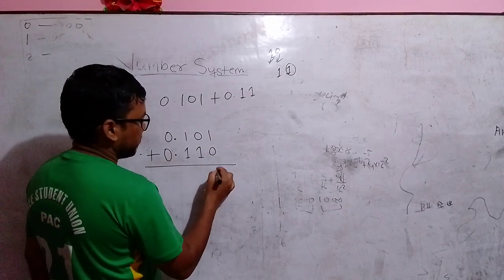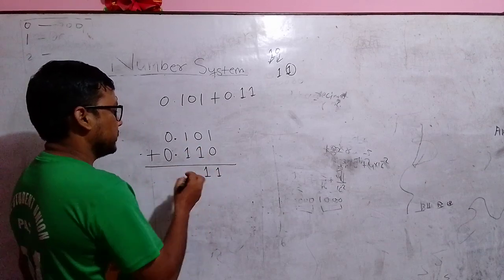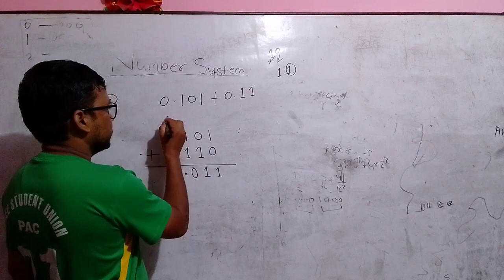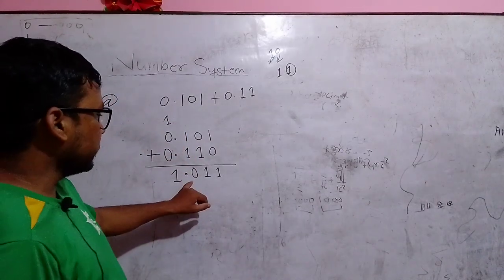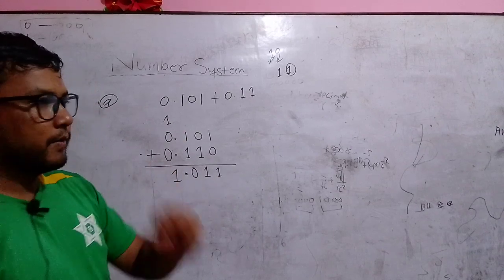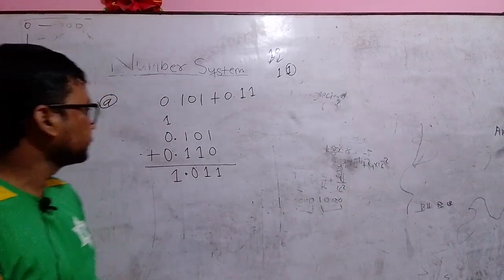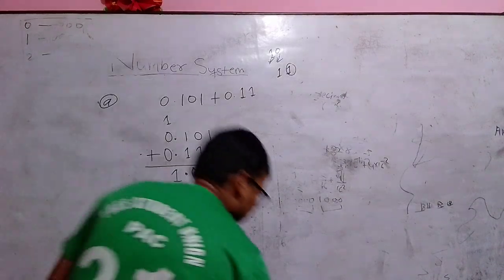1 plus 0 gives 1. 0 plus 1 gives 1. 1 plus 1 gives 1 0. Summation is 0. There is the dot, and the carry 1 goes here. This will give the result 1 dot 0 1 1. Now we perform another operation.